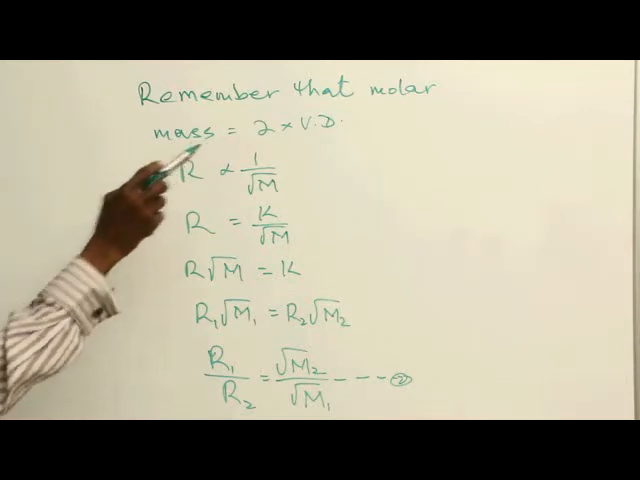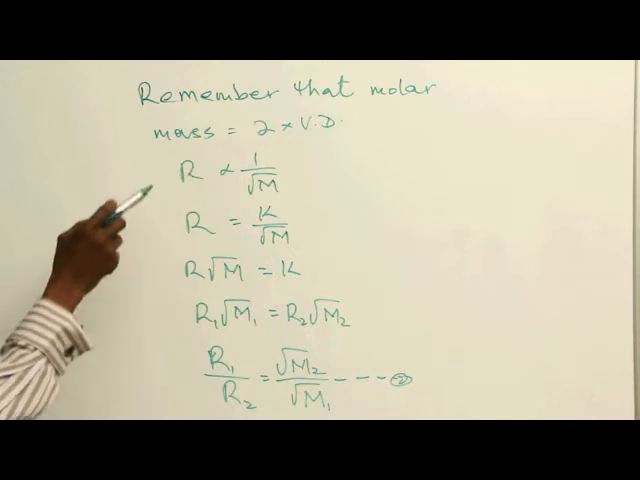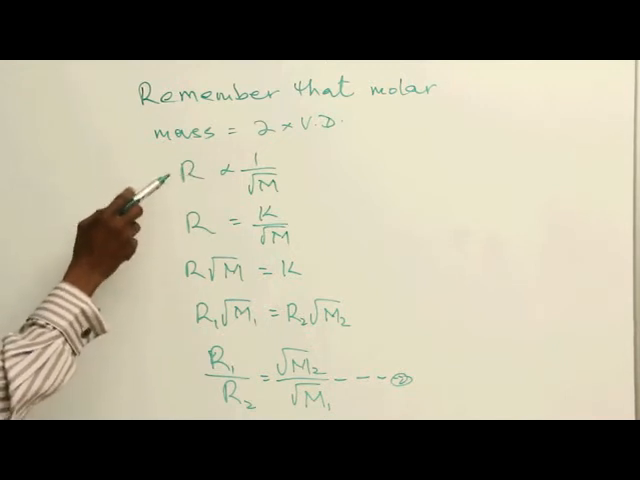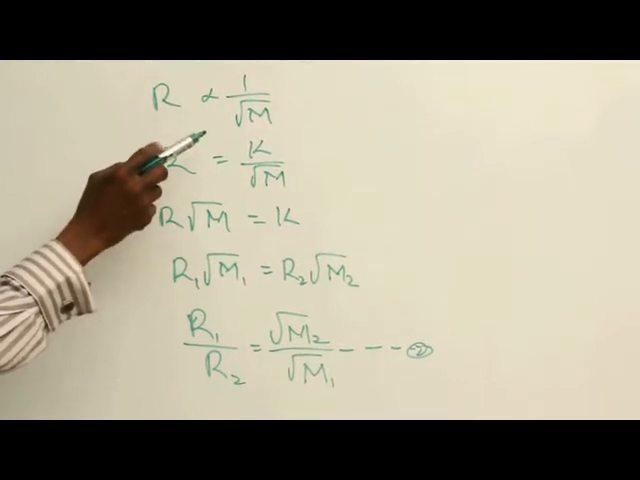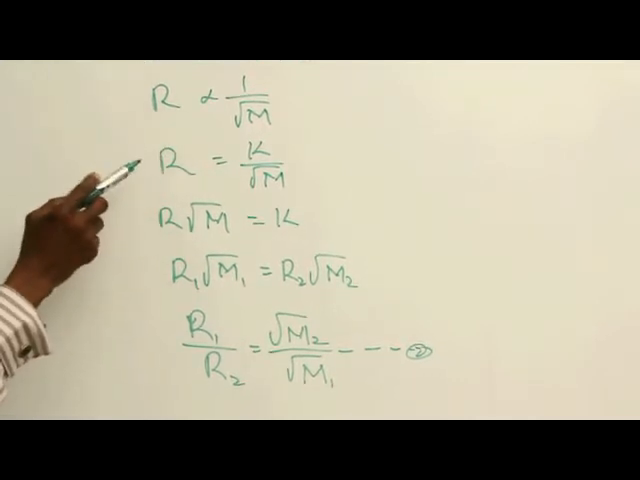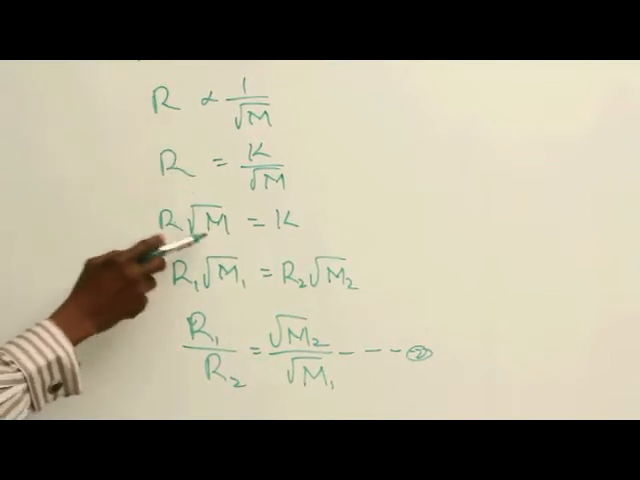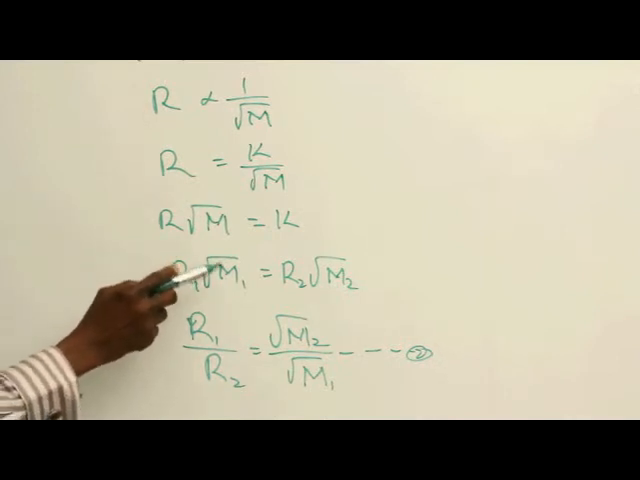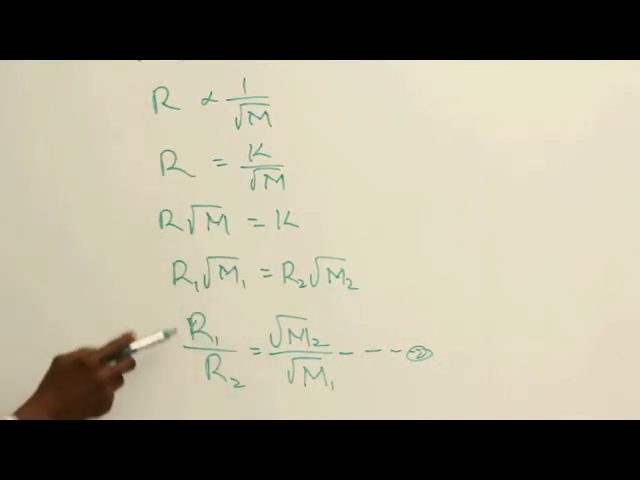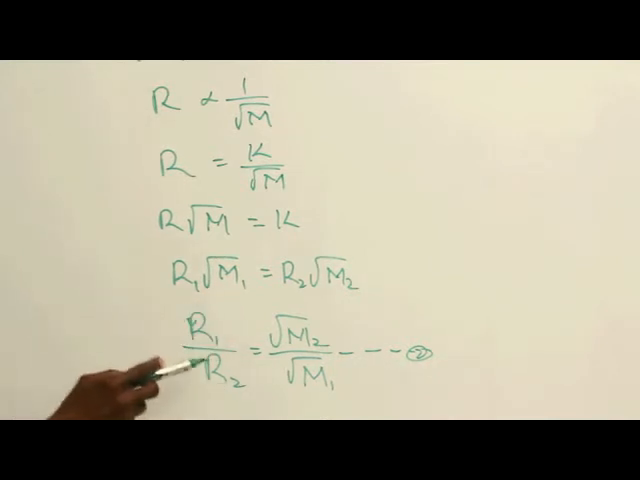Remember that molar mass is equal to twice vapor density. And consequently, the rate of diffusion is inversely proportional to the square root of its molar mass. So if we introduce a constant, rho will be equal to k divided by root m. And so rho root m is equal to k. And consequently, rho1 root m1 equals rho2 root m2. And so rho1 over rho2 is equal to root m2 over root m1. This is the second equation of Graham.